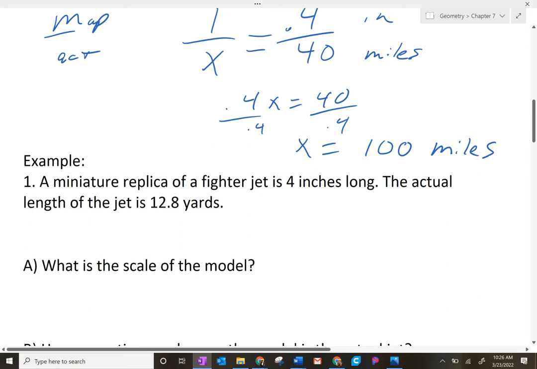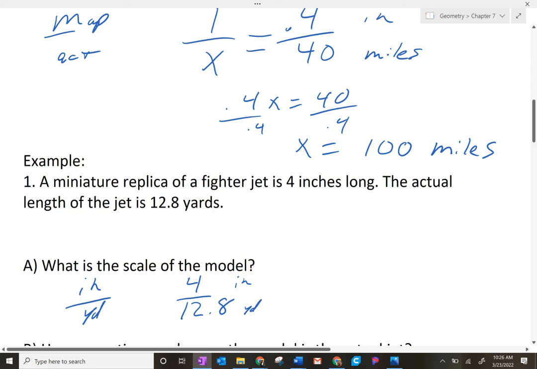For me, I'm just going to write my labels down so I don't mix anything up. So I've got inches on the top. I've got yards on the bottom. Usually you want to have the smaller measure on the top, the bigger one on the bottom. So my scale itself will be 4 inches over 12.8 yards.